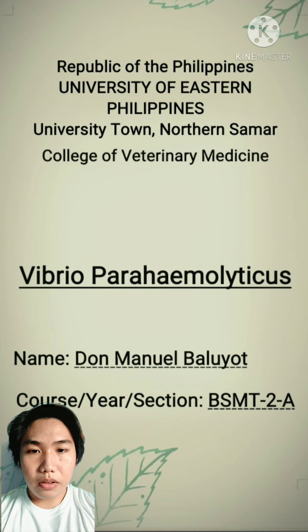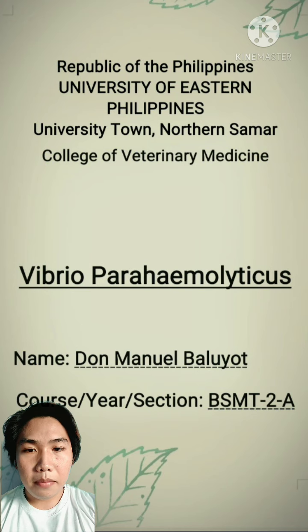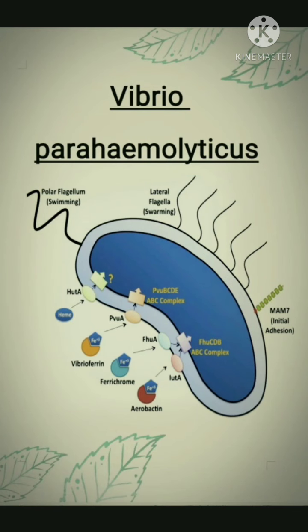Baluyot, BSMT2A. The topic of my presentation is all about Vibrio parahaemolyticus. Vibrio parahaemolyticus has a polar flagellum, lateral flagella, adhesion, vibrioferrin, ferrichrome, aerobactin. So that is the cell of Vibrio parahaemolyticus.